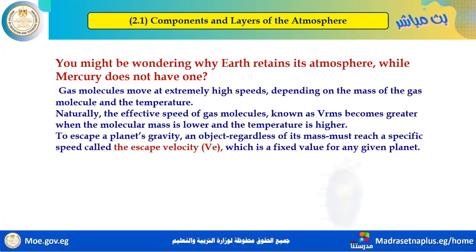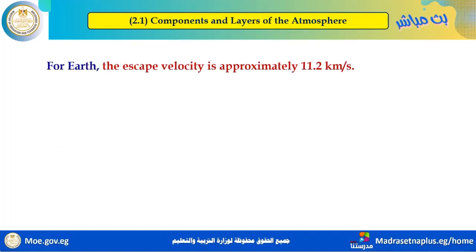Fixed, not changeable. For Earth, the escape velocity, I said look at the photo and recognize the number, is approximately 11.2 kilometers per second. This is the escape velocity on Earth: 11.2 kilometers per second. You have to remember this number.